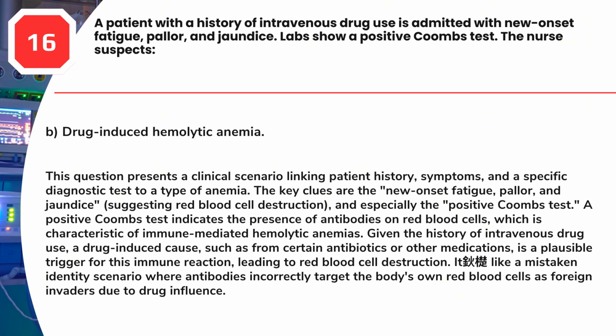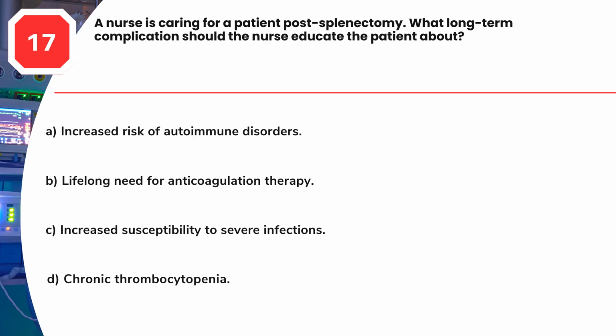It's like a mistaken identity scenario where antibodies incorrectly target the body's own red blood cells as foreign invaders due to drug influence. Question 17. A nurse is caring for a patient post-splenectomy. What long-term complication should the nurse educate the patient about? A. Increased risk of autoimmune disorders. B. Lifelong need for anticoagulation therapy. C. Increased susceptibility to severe infections. D. Chronic thrombocytopenia.